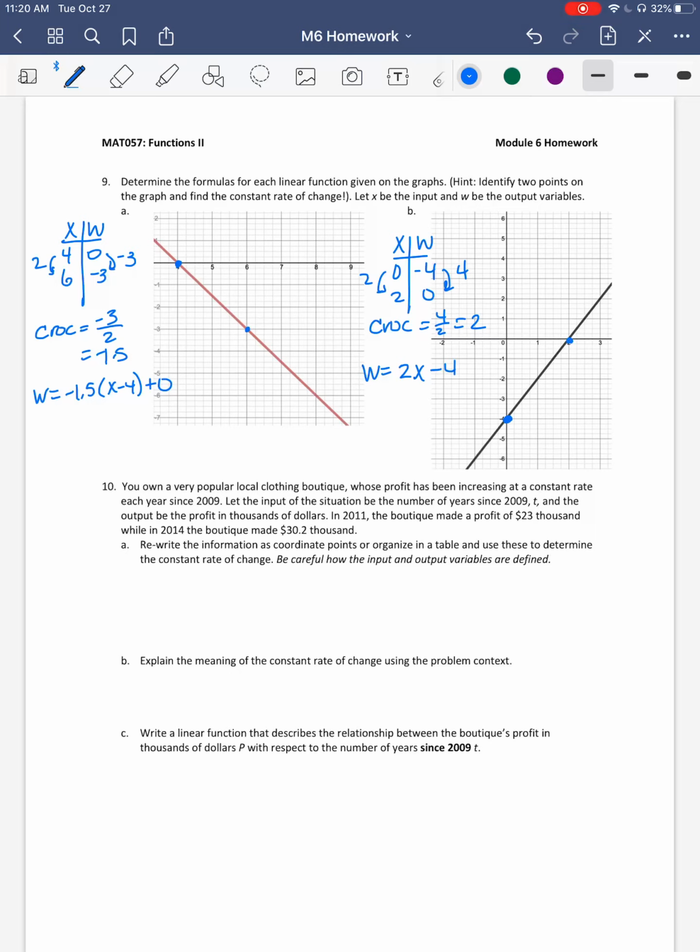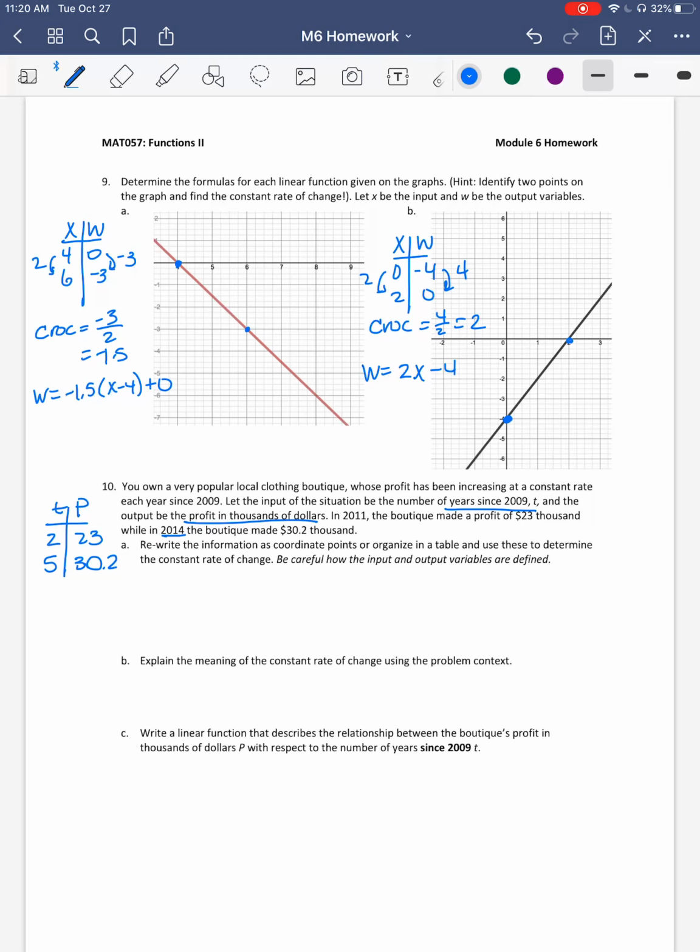All right, and then finally it says you own a very popular local clothing boutique whose profit has been increasing at a constant rate of change each year since 2009. The input of the situation is the number of years since 2009, t, and the output is the profit in thousands of dollars, so we have to be careful. In 2011, so I'm just going to make a table now. I don't know if it asked me to or not. So in 2011, so it's 2 years after 2009, you made a profit of $23,000. And in 2014, which is 5 years after 2009, you made a profit of 30.2.